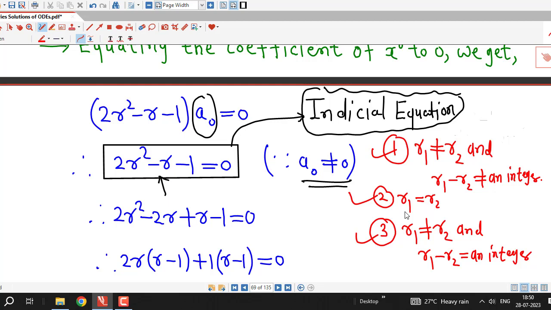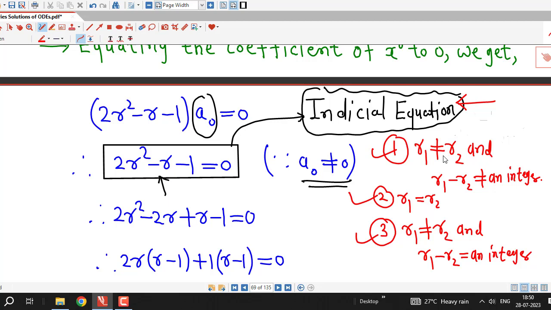criteria to decide the series solution in this method. So be careful, the indicial equation is the main part in the Frobenius method, because depending upon the nature of the solution of the indicial equation we have these three different categories, and in each category we have different criteria to write down the solution in this Frobenius method.